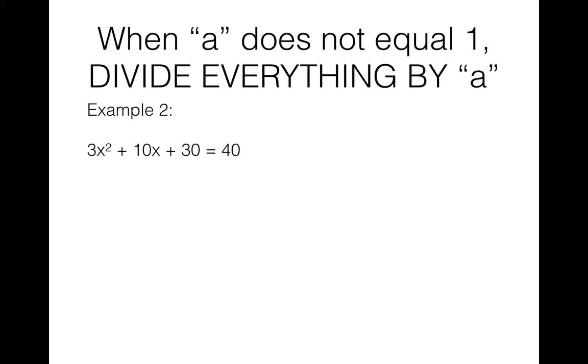So we're going to divide everything by 3 because we have 3x squared. So we divide both sides by 3. When we divide every term by 3, we're left with x squared plus 10 thirds x plus 10 equals 40 thirds. Now we look at that, we don't like it. It looks harder, and it is harder. It's more complicated, but the steps are still the same. It's just the computations become more difficult.